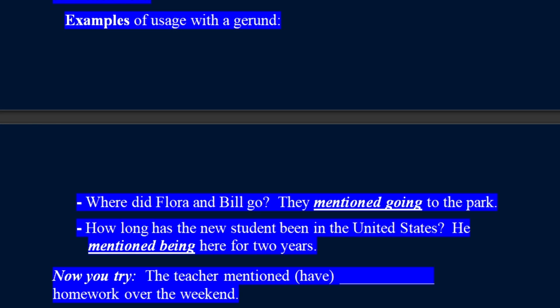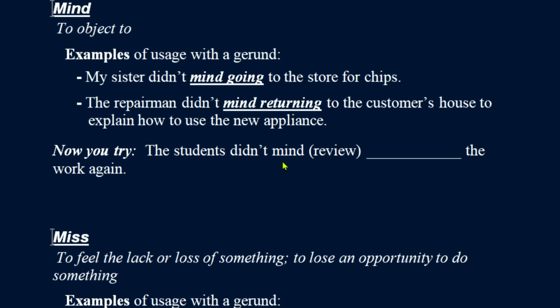Now you try. The teacher mentioned have homework over the weekend. The teacher mentioned having homework over the weekend. Mind, to object to. Examples of usage with a gerund. My sister didn't mind going to the store for chips. Another example. The repairman didn't mind returning to the customer's house to explain how to use the new appliance.